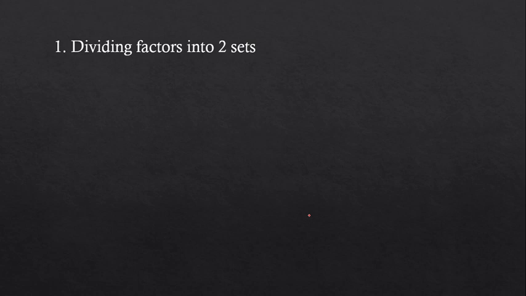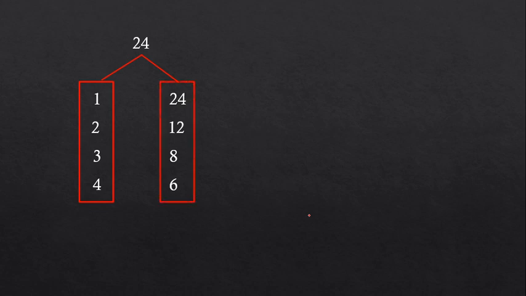Factors can be divided into two sets. For example, 24. I can divide them as 1 into 24, 2 into 12, 3 into 8, 4 into 6. Yes. This is what we call the first one is set A, second one is set B. Can you understand this? For any number this is applicable, not just for 24, not just for 36. For any number, factors can be divided into two groups.